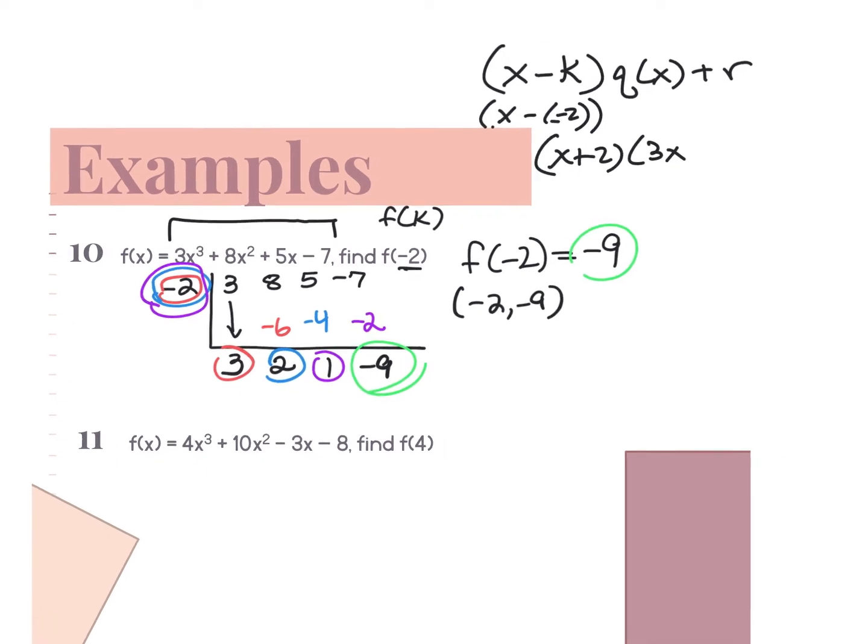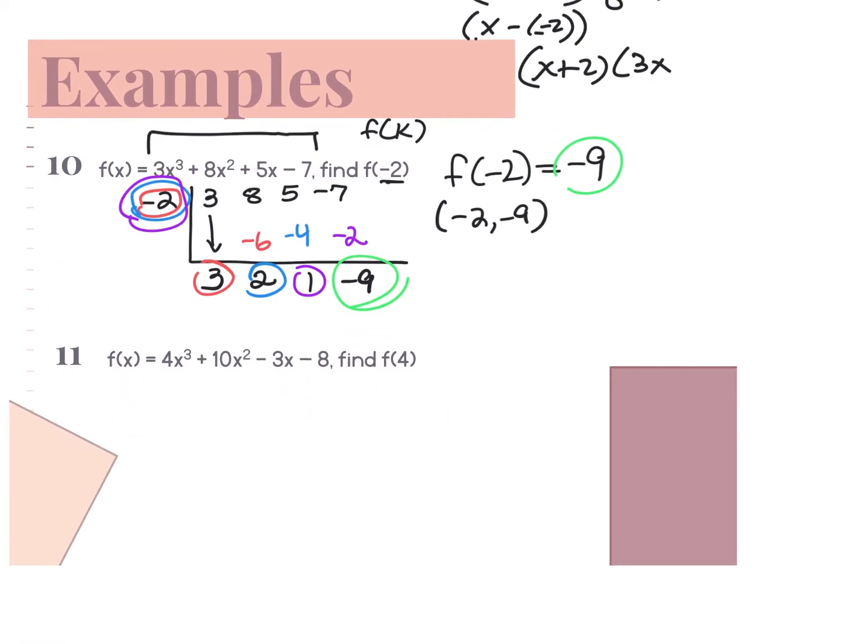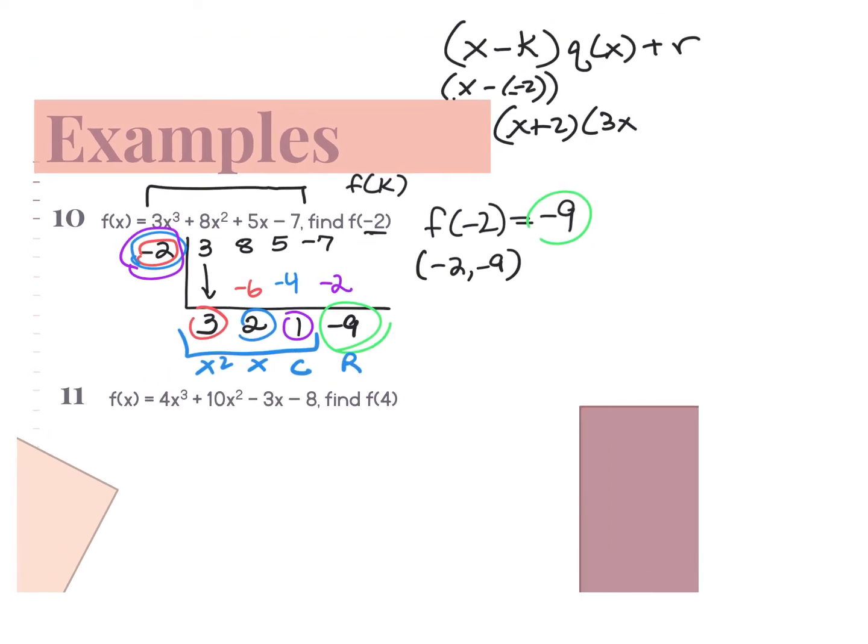I'm sorry, no, the answer, sorry. It's this part of it, the answer we got here. So remember, this is the remainder, constant, x squared. The q of x part of this is going to be this over here. Let me erase this. It's going to be 3x squared plus 2x plus 1. And then you put the remainder on the outside of the parentheses.